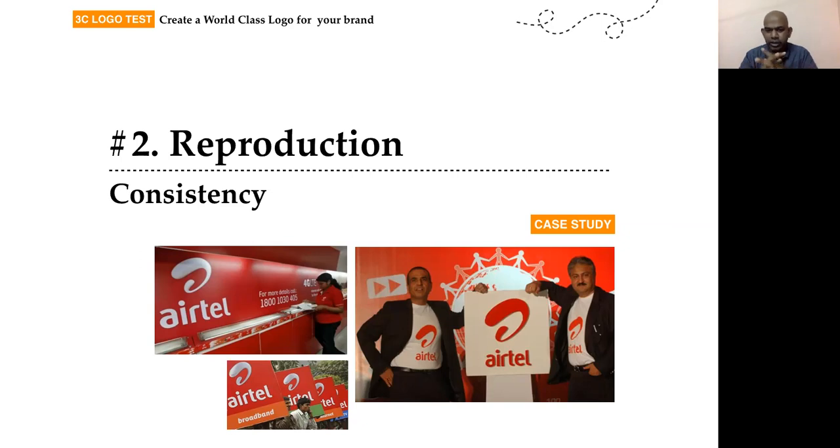Just for example, if you take the example of Airtel again, they have this logo on a box, on a t-shirt, in the inside branding, or in outdoor media. Everywhere the logo goes, you don't have to struggle to understand whether it is the Airtel logo or not. Everywhere it is the same. How is it made very easy?